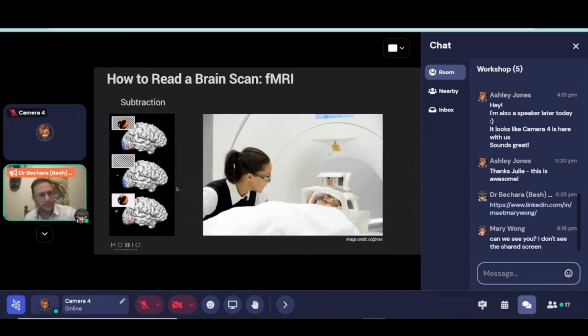Okay, now this is where we get into something which is definitely not unique to fMRI, but really, really important to understand. And that's the concept of doing a subtraction.